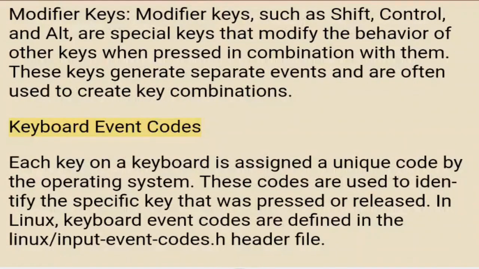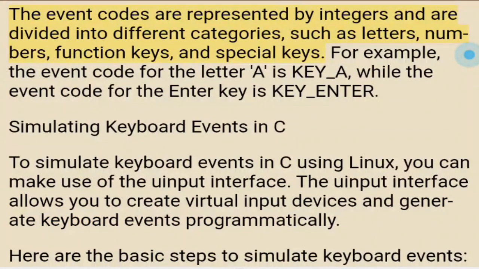Keyboard event codes. Each key on a keyboard is assigned a unique code by the operating system. These codes are used to identify the specific key that was pressed or released. In Linux, keyboard event codes are defined in the Linux input event codes header file. The event codes are represented by integers and are divided into different categories, such as letters, numbers, function keys, and special keys. For example, the event code for the letter A is KEY_A, while the event code for the Enter key is KEY_ENTER.